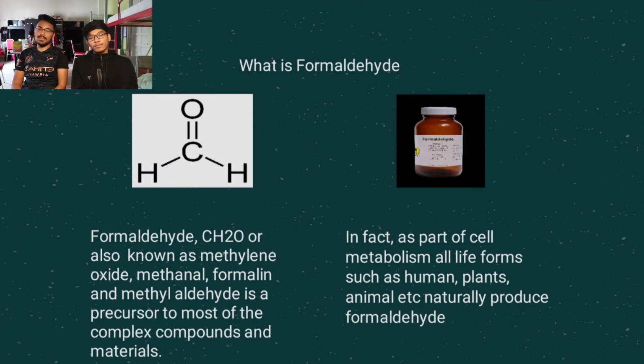Okay, formaldehyde, which is CH2O, also known as methylene oxide, methanol, formalin, and methyl aldehyde, is a precursor to most complex compounds and materials. In fact, as part of cell metabolism, all life forms such as humans, plants, and animals naturally produce formaldehyde.